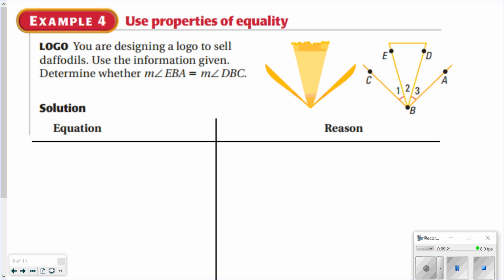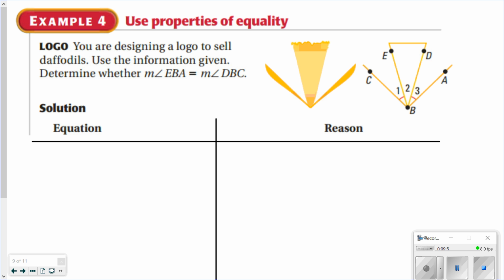All right, so let's put all of this together now. So you are designing a logo to sell daffodils. Use the information given. Determine whether the measure of angle EBA is equal to the measure of angle DBC. All right, so the first thing I want to do is to write what's given. Now, looking at the information, there's nothing given in what I just read.